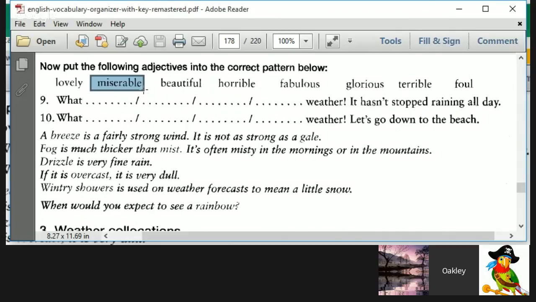It's miserable. Sometimes we actually just say it's miserable outside. How can we pronounce this?